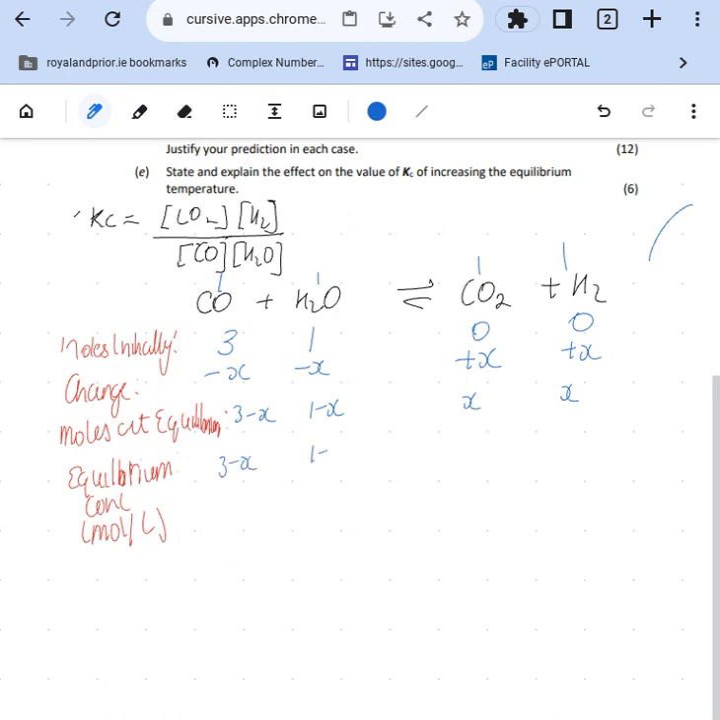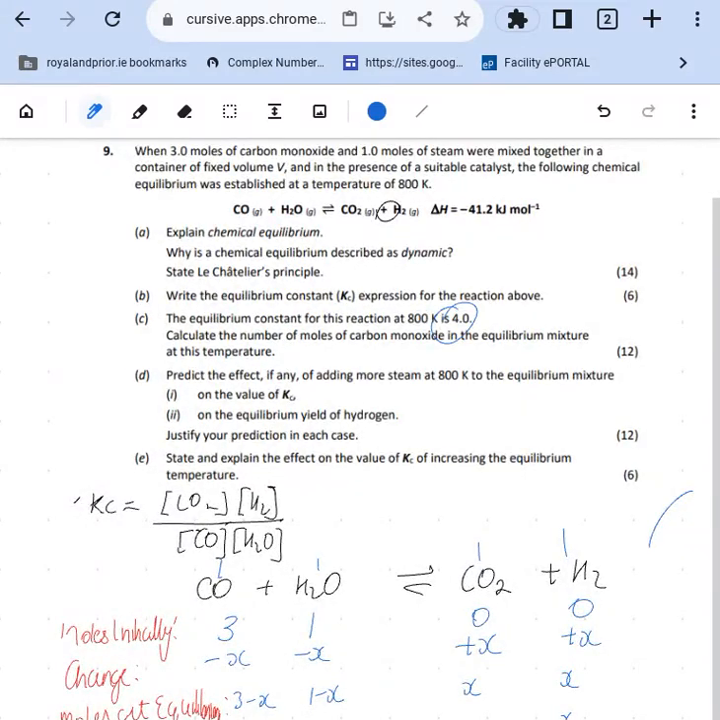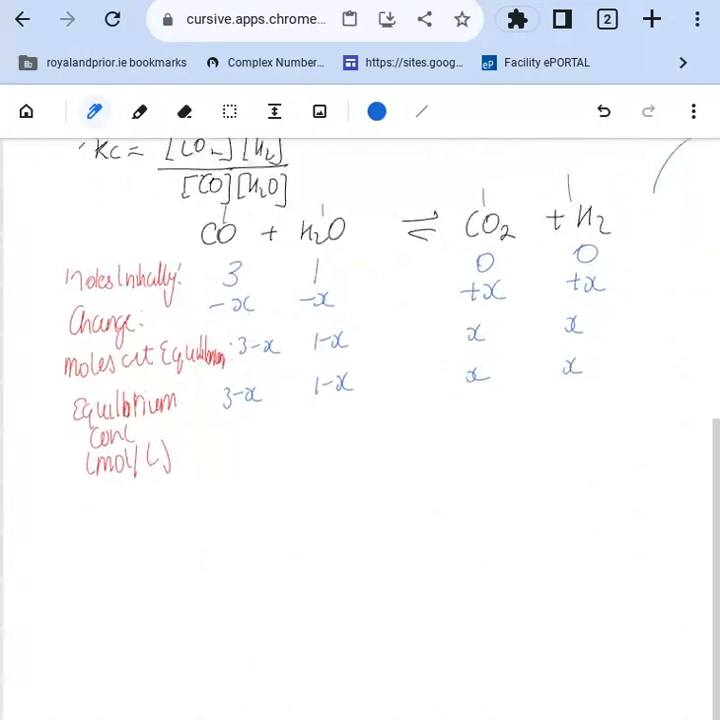And since I've got no volume, you can write it over V, or I just leave it without it. If they said 10, you're going to have to write it over 10. Now they said the value of Kc was 4. The equilibrium constant is 4. Never mind the temperature, it's just Kc's temperature dependent.